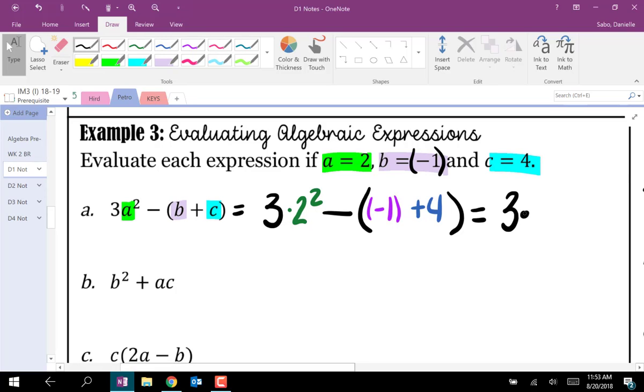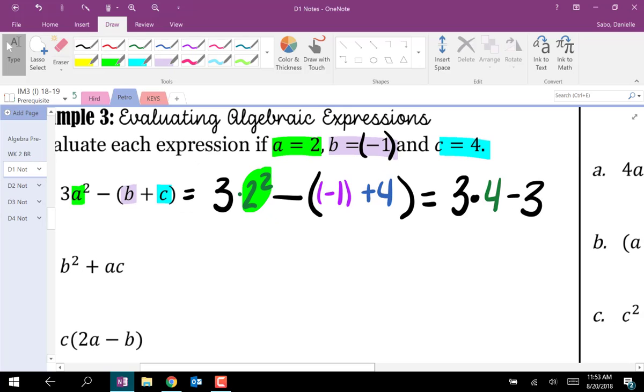Now you could skip a step if you knew that the squared was coming next. What is 2 squared? 4. Good. 2 squared really just means 2 times 2. Minus, and then you guys told me it was 3, right? Okay. Now we're here. Would I do the multiplication or the subtraction first? Multiplication. So in purple, what is 3 times 4? 12. Minus 3? 9. Very good. Okay? Again, you will get better.